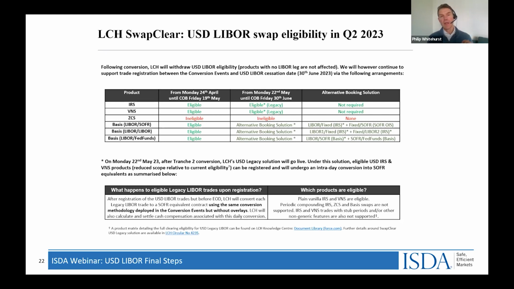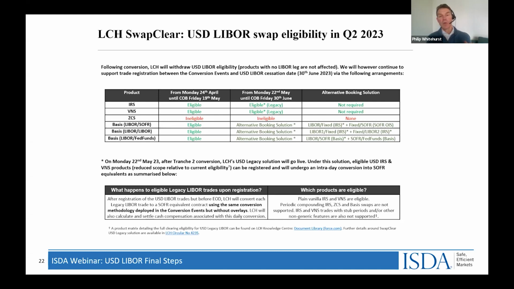You can see here that the eligibility for zero coupon swaps at LCH will finish as of the first tranche conversion. Everything else will remain eligible. There are slightly more convoluted booking models for some of the basis products, but you can get them into us if you need to. So that will apply up to tranche 2, and also then beyond the tranche 2 date in May, between May and up until the end of June.